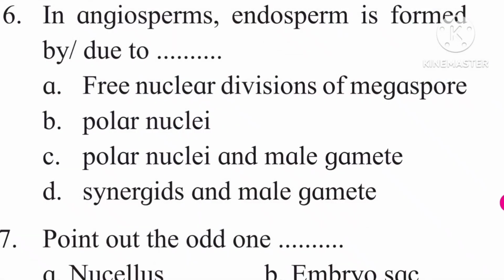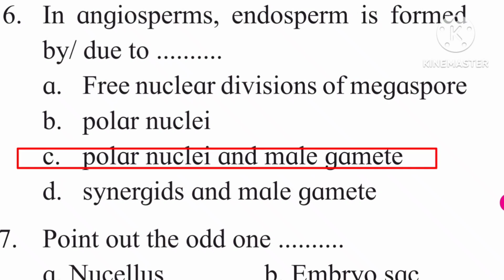6. In angiosperms, endosperm is formed due to A, free nuclear divisions of megaspore; B, polar nuclei; C, polar nuclei and male gamete; D, synergids and male gametes. Here option C, polar nuclei and male gamete is correct.